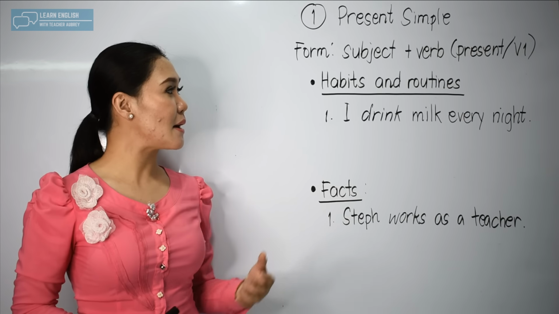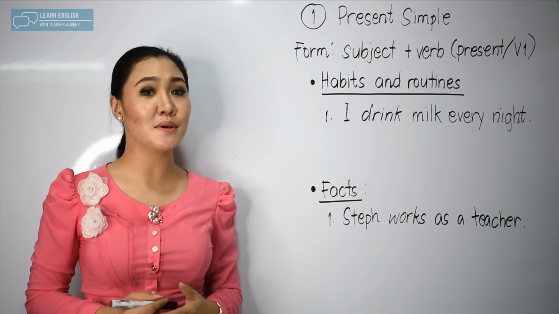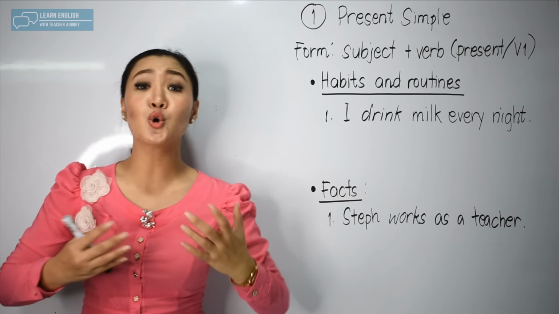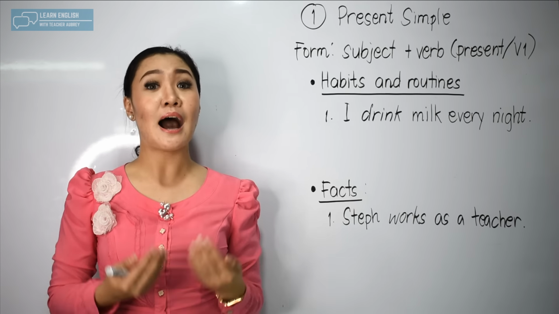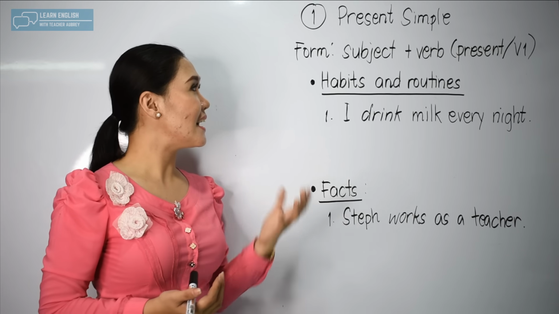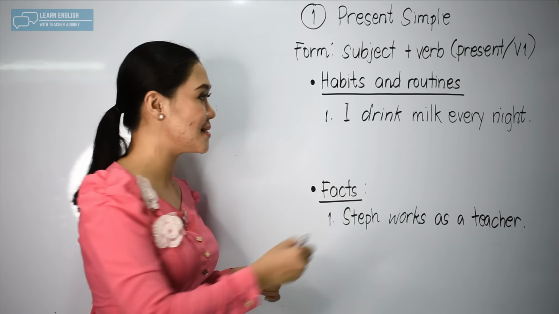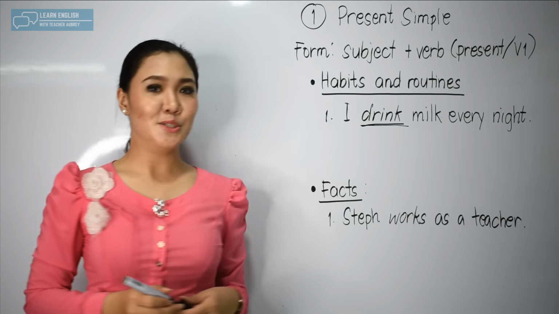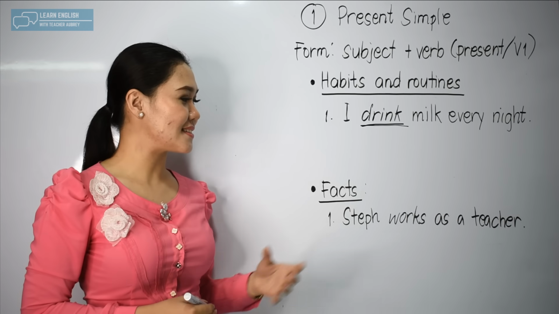So, paano natin nasabing habits and routines to? Dahil gumamit ng time expression na every night or tuwing gabi. Ibig sabihin, araw-araw tuwing sasapit ang gabi, ako ay umiinom ng gatas. Kaya naman ang ginamit dito na verb ay present simple, which is drink. Okay? Drink.